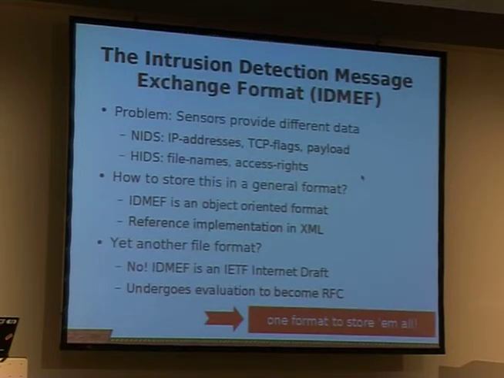One of the main problems was, as Frank already said, that the sensors provide different data formats. You have the NIDS systems that provide, for example, IP addresses, TCP flags, or packet payload, which are very different data from what host-based IDS systems provide. That could be file names or access rights. So how to store this in a general format?